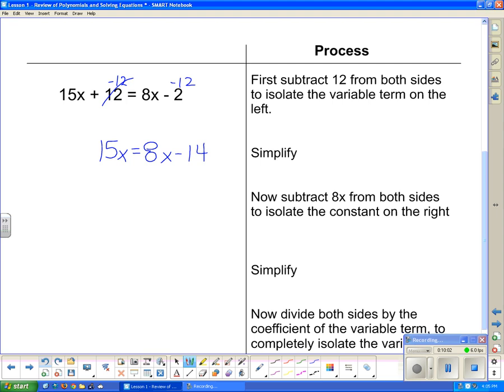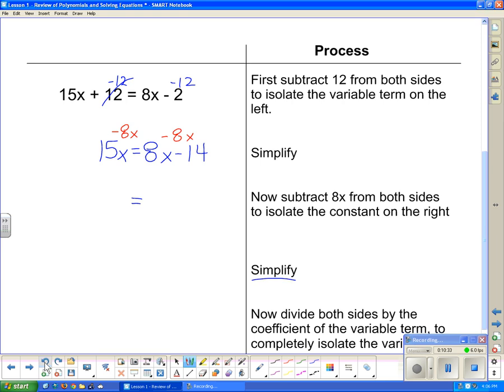Now the next step here says, now subtract 8x from both sides to isolate the constant on the right. So now that I have my variable term isolated on the left, I move to the right-hand side, and I want to get that negative 14 by itself. I don't want variables on this side, so I subtract 8x and subtract 8x on that side. So the next part over here now says simplify again.